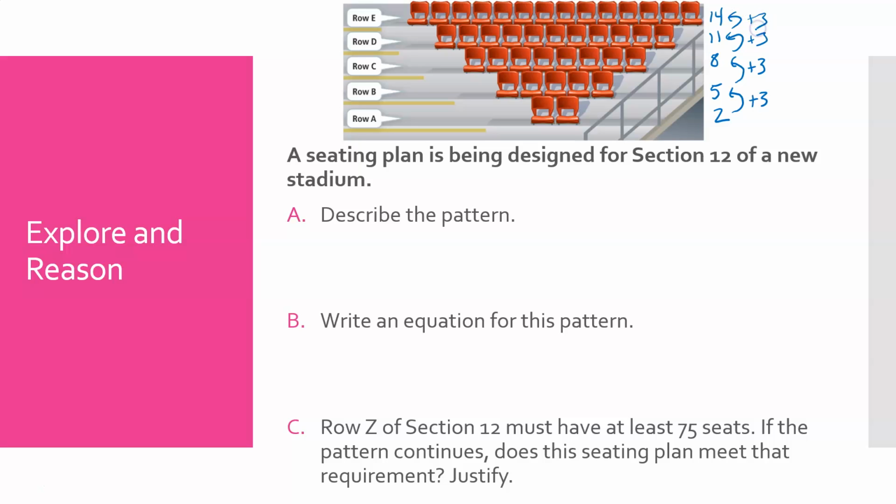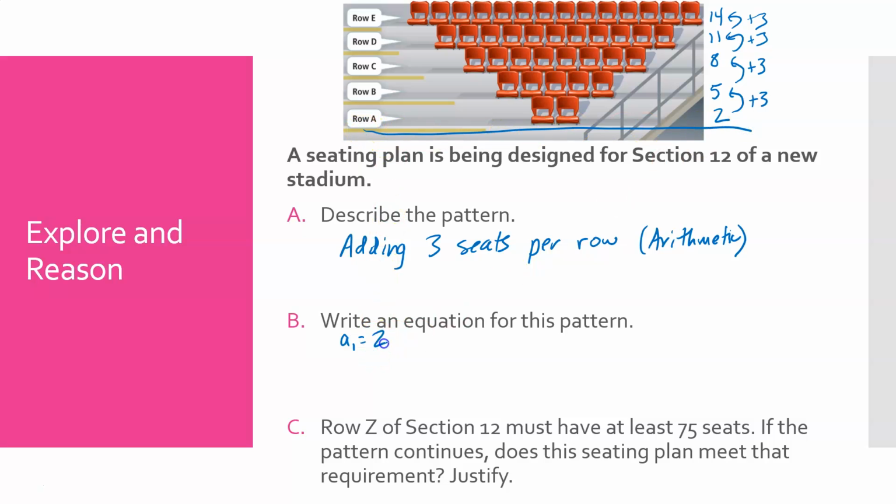This should ring a bell. If we're adding 3 more seats, what we learned earlier this year is that that makes this an arithmetic sequence. As a reminder, we talked about the recursive and explicit formula, but the explicit formula is much more user-friendly. In order to write the explicit formula, we needed the first term, a sub 1, which is the number of seats in the first row, so that's 2. We needed d, the common difference, which is how much every row is going up by. That's plus 3.